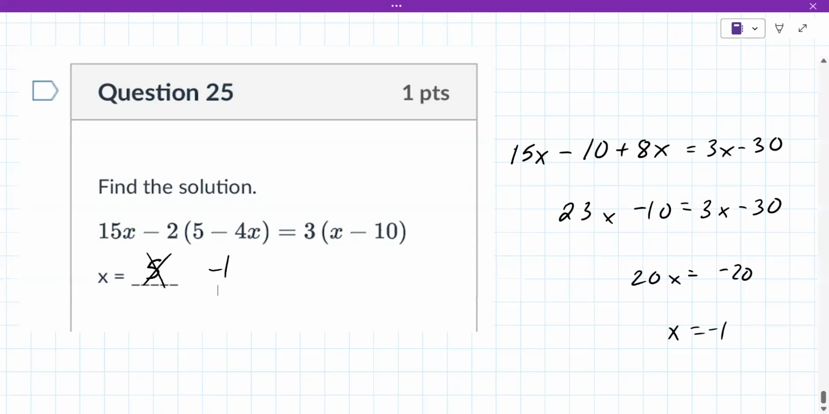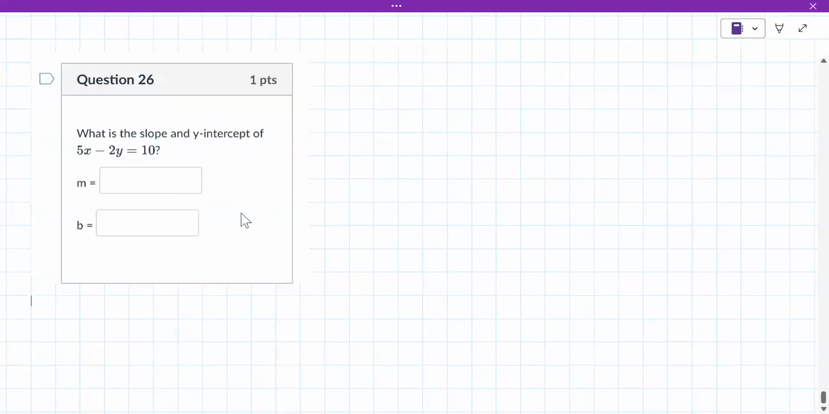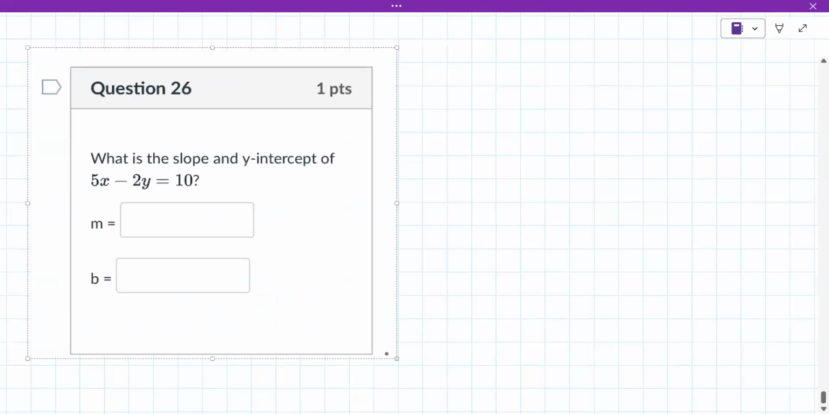All right. 26 is next. So this one you do have to solve for y to determine the slope. So go ahead and solve that equation for y. Okay, all right. Slope is x, y equals y intercept. So when the slope is going to be 5/2.